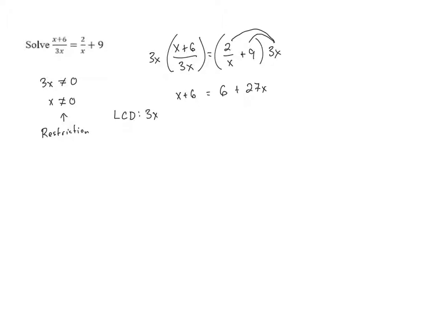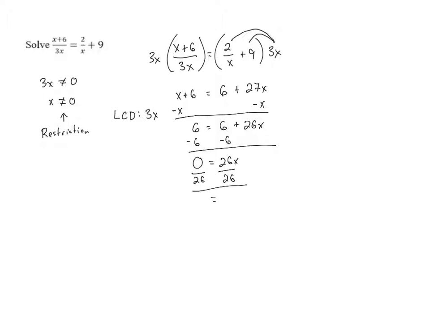We've got x's on both sides. We need to eliminate one of them. So we're going to subtract x from both sides. That leaves us with 6 equals 6 plus 26x. Next, we can subtract 6 from both sides. That gives us 0 equals 26x. And to get x alone, we divide by 26. 0 divided by 26 is 0. So in this case, we get x equals 0.